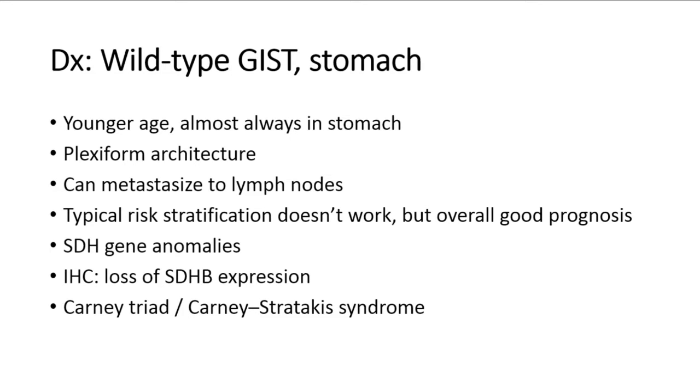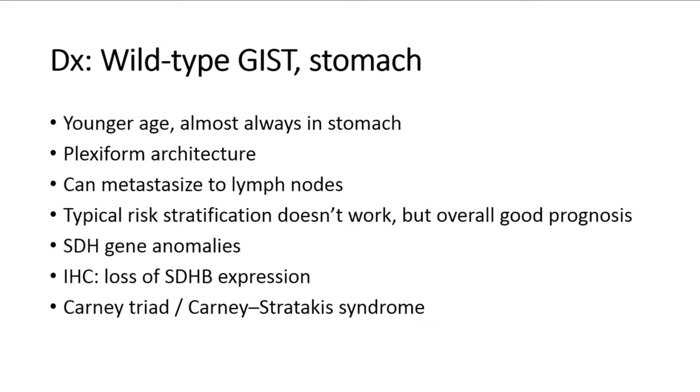Unlike most GISTs in other locations, these can actually metastasize to lymph nodes. That's so rare overall that the AJCC staging for GIST does not have a PNX category. If you don't get any lymph nodes along with your resection for a GIST in the stomach, or for a GIST anywhere, you can just say pN0 because the likelihood of there being nodal disease is practically nil, except in this subtype.